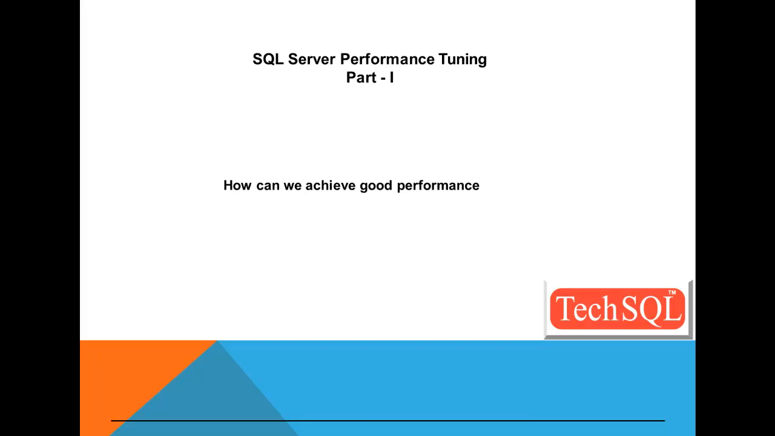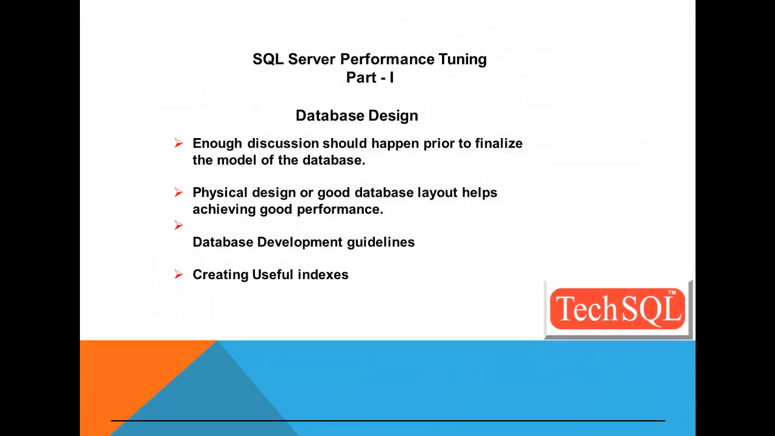So how can we overcome all this? So how do we achieve good performance? Let's try and understand how things can make a difference if we include best practices. Let's start with database design. So enough discussion should happen prior to finalizing the model of the database. You need to ensure that the optimal normalization of the database has been done, because if it is over normalized, it may lead to excessive joins and result in poor performance.